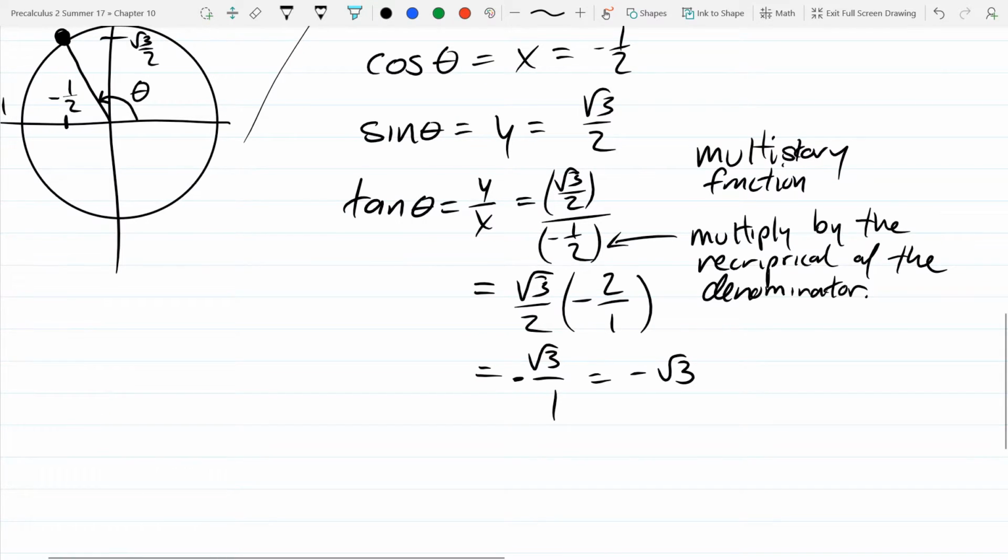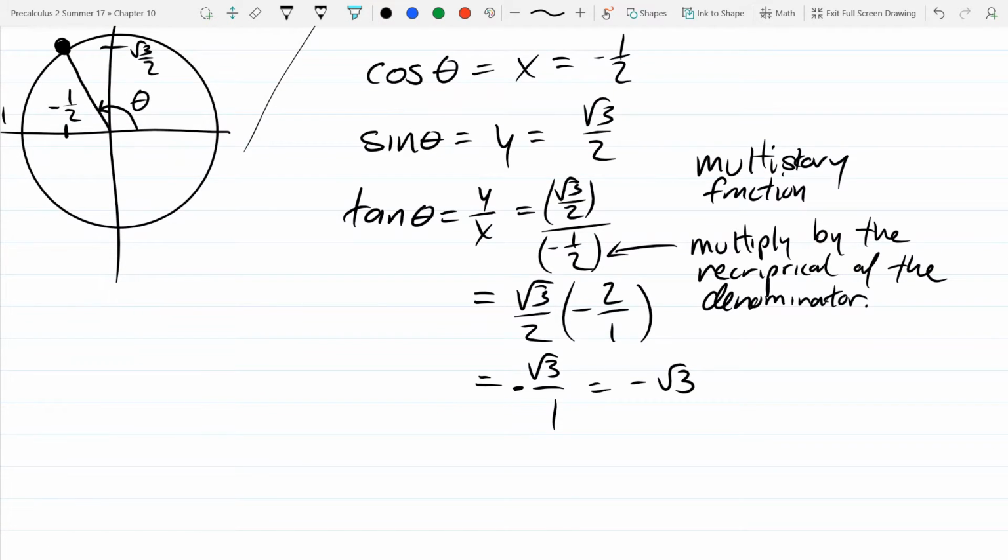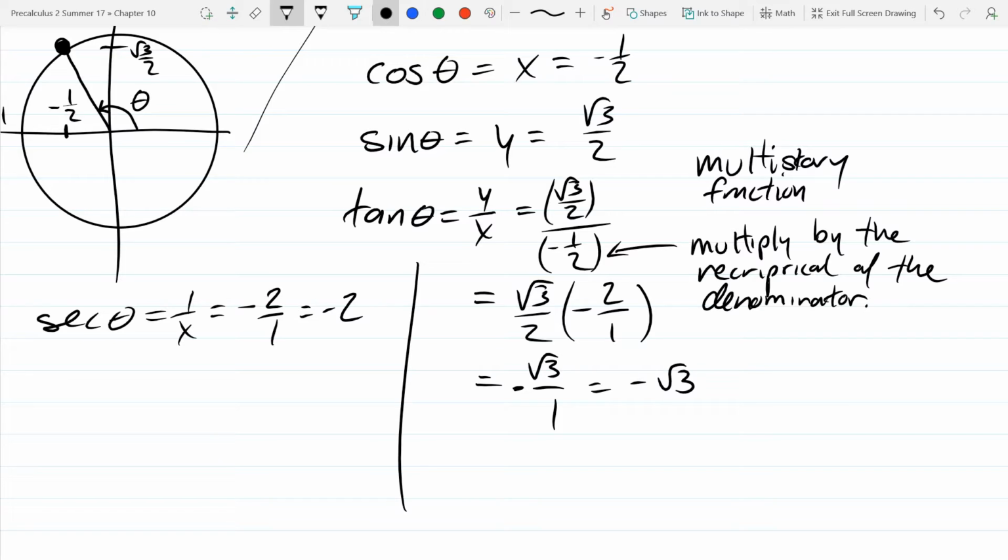So that is cosine and tangent. Now we're going to do the 3 reciprocals. Sec theta. Now if you know cosine, sine, and tangent, you don't have to do much to get the other 3 reciprocals. Cosecant is 1/y, just looking up sine y, this is 2 over square root 3.